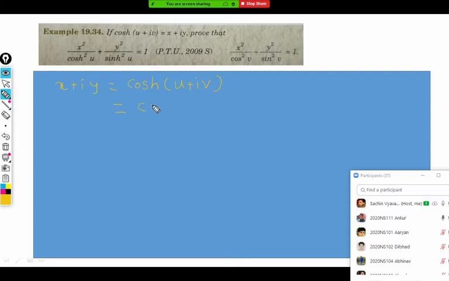Cos hyperbolic u into cos hyperbolic iv, very good, then next term, this is a minus plus sin hyperbolic u, sin hyperbolic iv. Now remember why there is multiplication of sine. Cos a cos b minus sin a sin b, that is the formula of cos a plus b, is that?